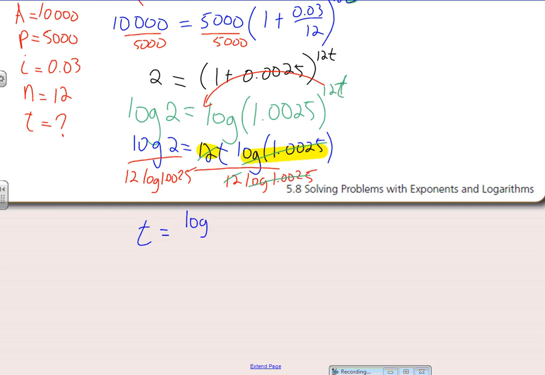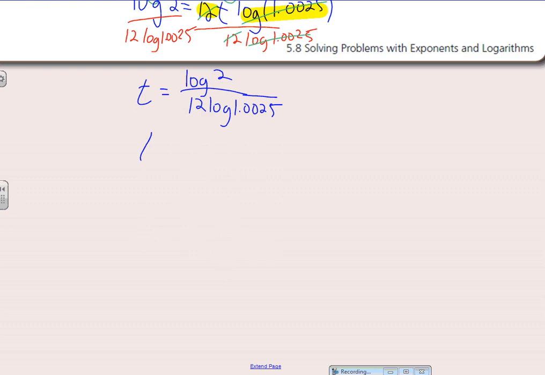T is equal to log of 2 over 12 log 1.0025. That's the exact form there. Punch that into your calculator, and we get approximately 23.1337 years. So a little over 23 years. And it says to the nearest year, so t equals 23 years.